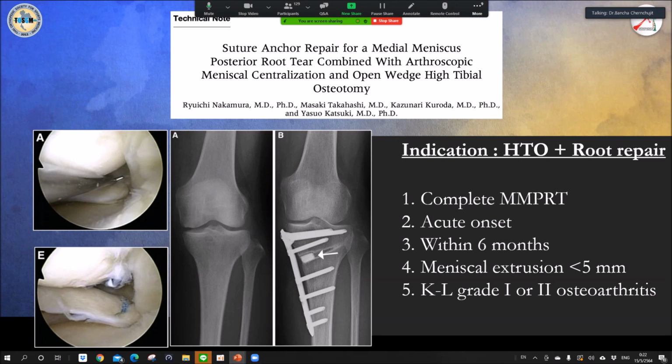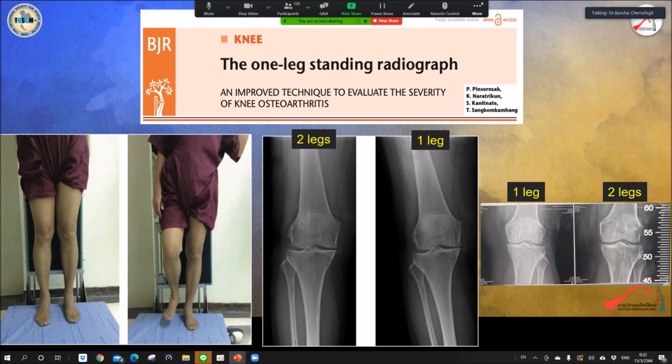If the patient come to see you early, within 6 months, acute tear, extrusion less than 5 millimeters and KL less than 2, so that's a good candidate for STO. So one study from Dr. Pia from Thammasat, they found that the one leg standing view is very good because sometimes you make a standing view, the patient did not put the weight on the affected site. So one leg standing view is different.